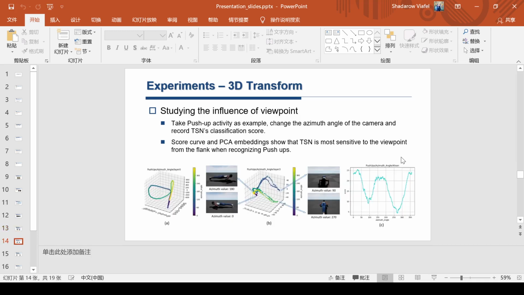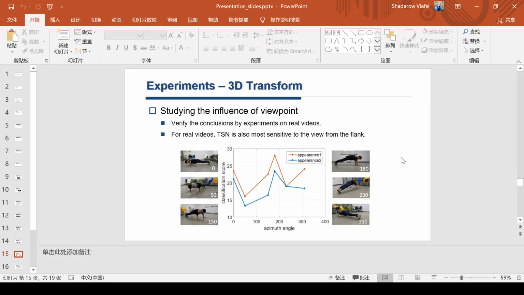First is studying the influence of viewpoint. We change the azimuth angle of the camera, and by recording TSN's classification score curve, as well as visualizing the PCA embeddings of the intermediate features from the network, we found that the TSN model is most sensitive to the viewpoint from the flank when recognizing push-ups. Later, we verify the conclusions by experiments on real videos under a similar experiment setting, and the conclusions are also supported by the real data.